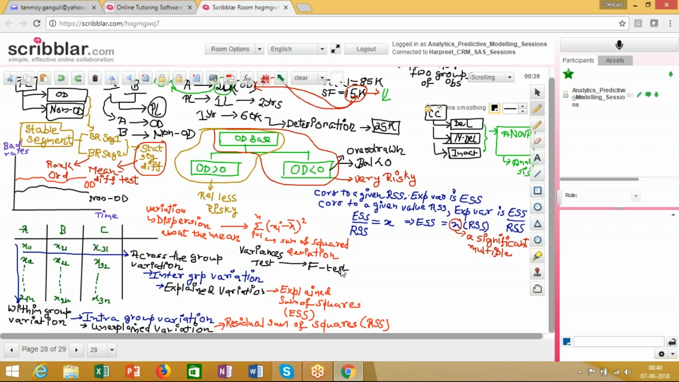So over here, now the next question is how do we compute the ESS? So let's take this particular example. Over here I am computing the explained sum of squares. So how does the mean for the explained sum of squares look like?